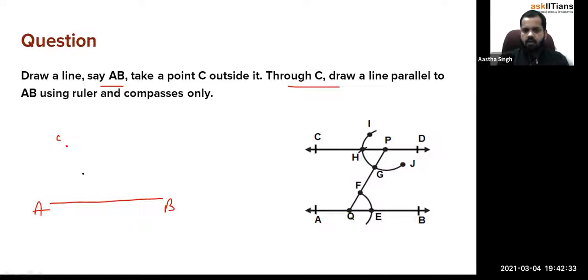You know that from point C, infinite numbers of lines can pass. But you are required to find a line which is parallel to AB. How will you find it, guys?